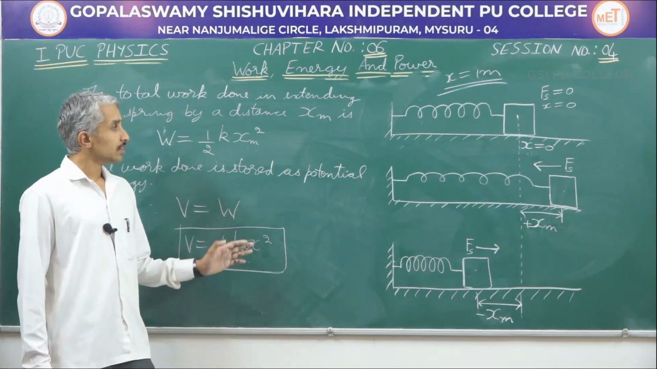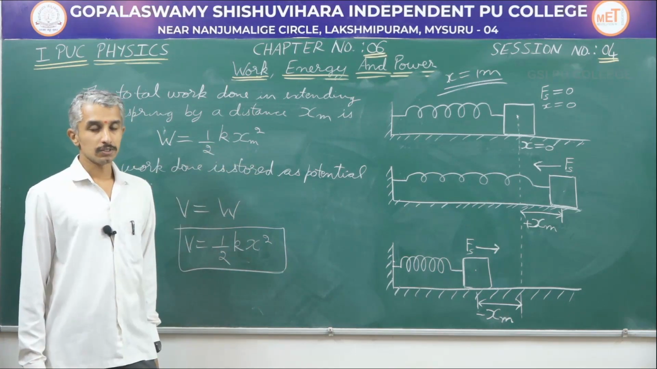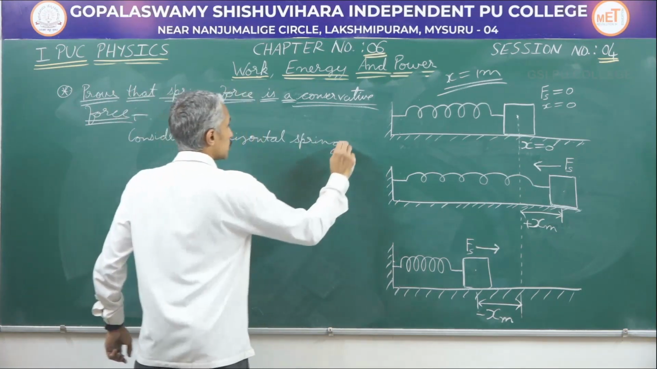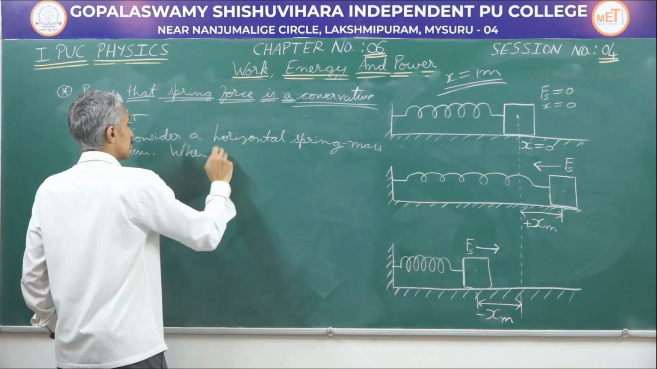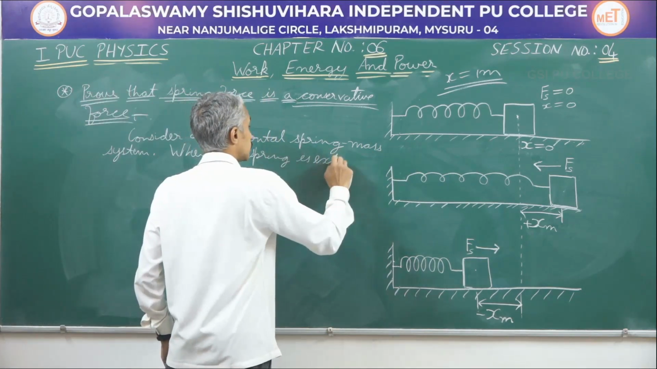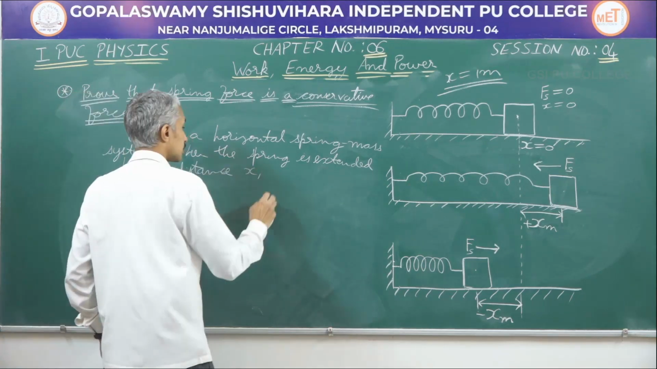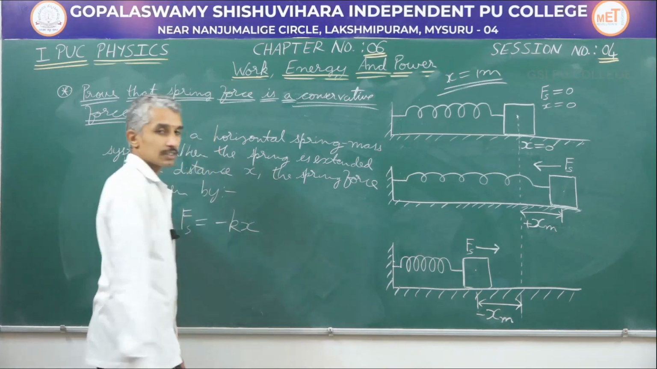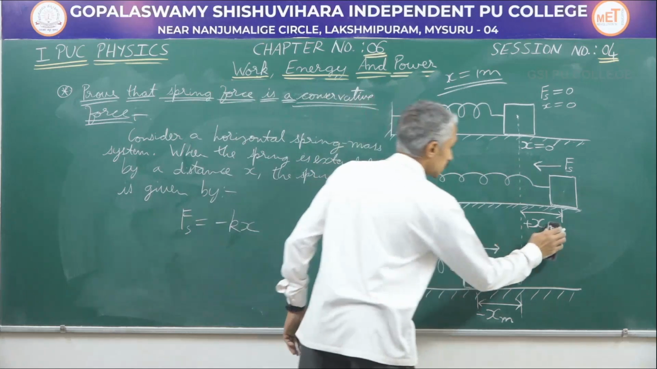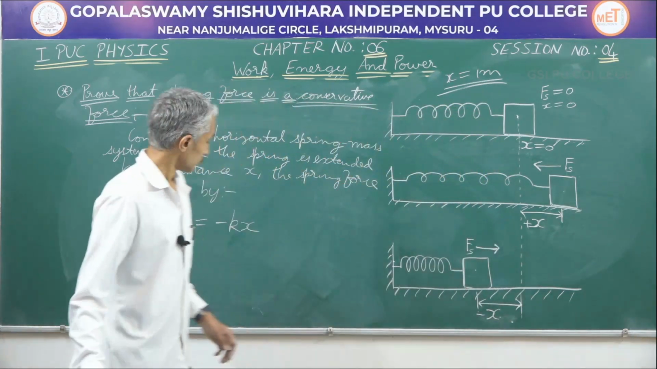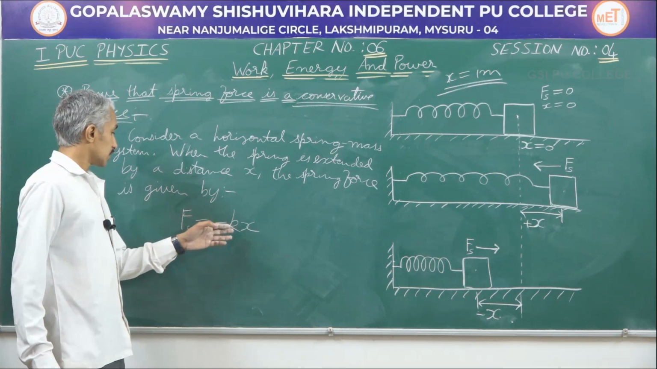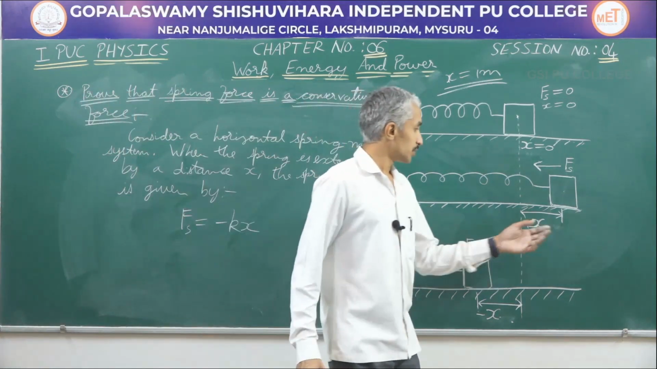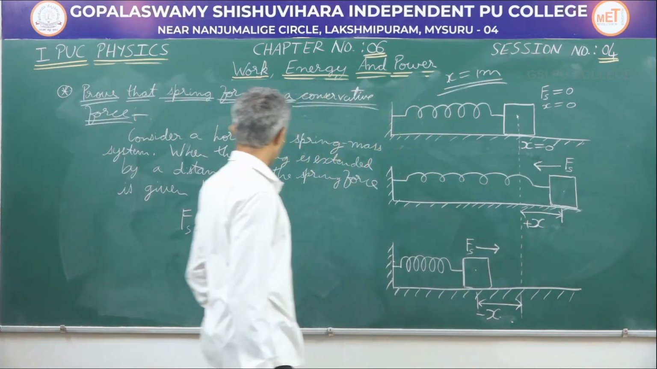We will now prove that the spring force is a conservative force. Let us begin. Consider a horizontal spring mass system. When the spring is extended by a distance x, the spring force is given by F of x, which is minus k into x. So we know that the spring force is proportional to the extension and opposite to the extension. If I move it from some distance x1 to some distance x2, then what is the work done?